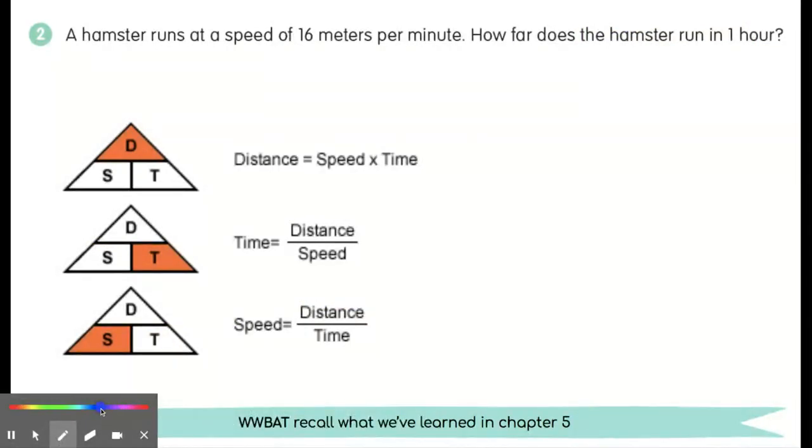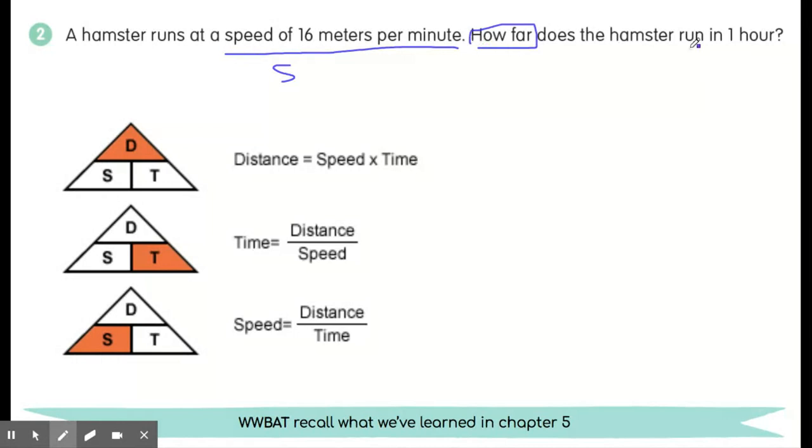Now, the next question says a hamster runs at a speed of 16 meters per minute. In this case, the question gave us the speed. The question then asks how far does the hamster run in an hour, and this is the time. So the question is asking for the distance. The question gave us a speed in meters per minute, however, right here it says 1 hour, so we'll have to do some conversion.